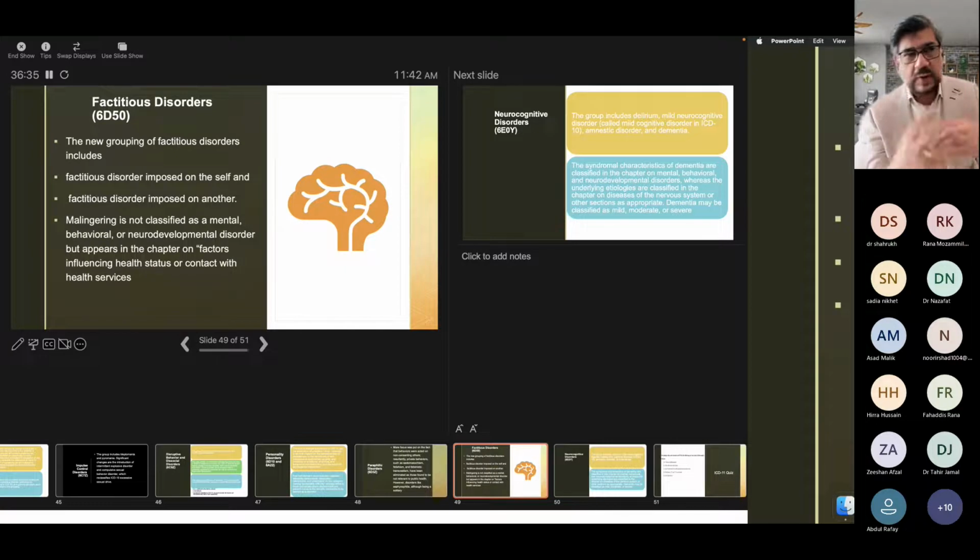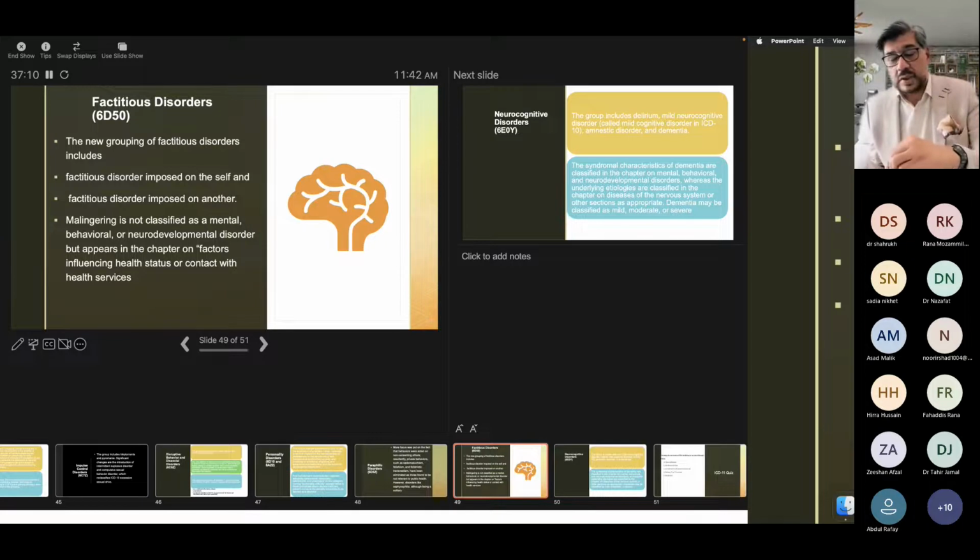I'm still in the process of acknowledging it. Malingering is not classified as a mental, behavioral or neurodevelopmental disorder, but appears in the chapter on factors influencing health status or contact with health services. So now malingering is not actually a psychiatric disorder. It is actually a disorder of the social consequences of health and utilization of health. Strange, but it's there, though not as a psychiatric morbidity.